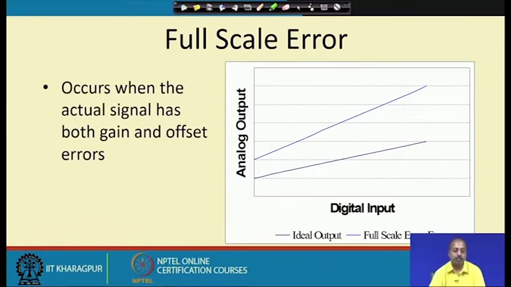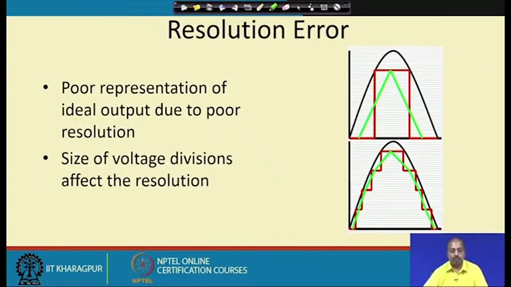And full scale error. This is when the output has both gain and offset errors, so that is the full scale error. If there is only a gain error, it will be following a similar pattern like this, but here you see that the gain is also changing and offset is also changing. So, none of them are fixed. As a result, you get this gain and offset error. So, this is known as full scale error. This is the ideal output and this is the full scale error output. So, we definitely would like to have a DAC where this full scale error is minimum. Then there is resolution error.